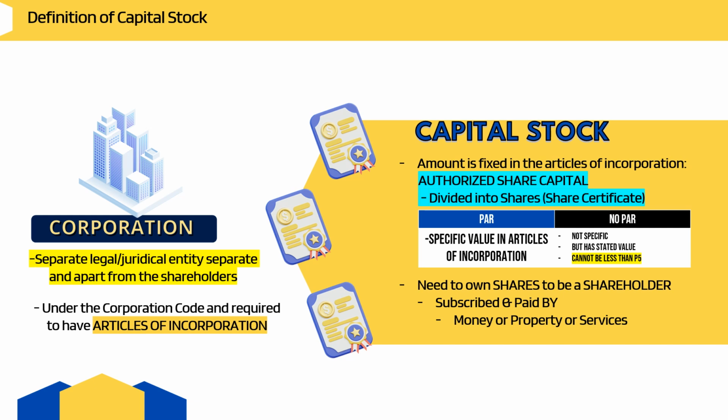There are some corporations, however, that do not state the par value in their Articles of Incorporation. So instead, they will have what you call their stated value. The difference is that par is enshrined in the Articles of Incorporation, while no-par shares or stocks are those that are not specified in your Articles of Incorporation. What's the general rule? In the Philippines, you are not allowed to issue stock that's less than 5 pesos. So it has to be 5 pesos and up, right? So that's the general idea.